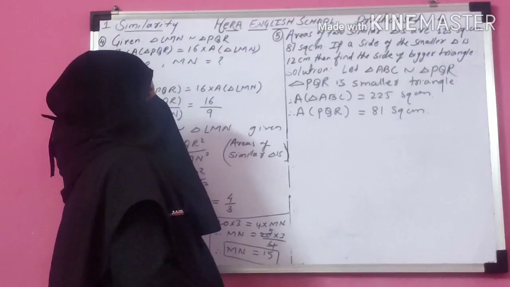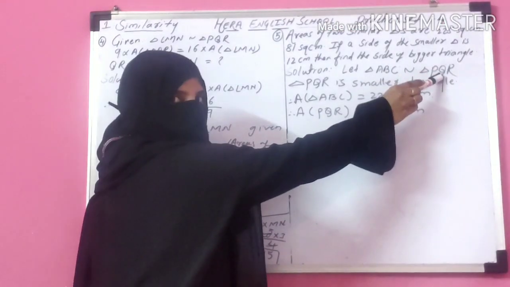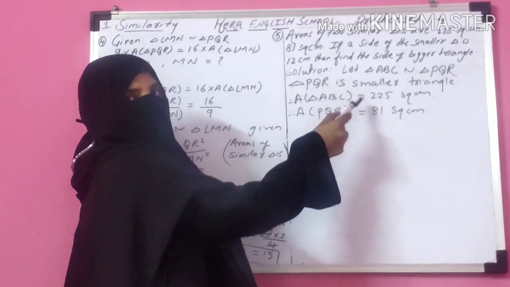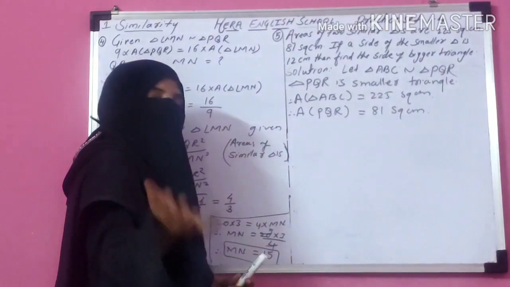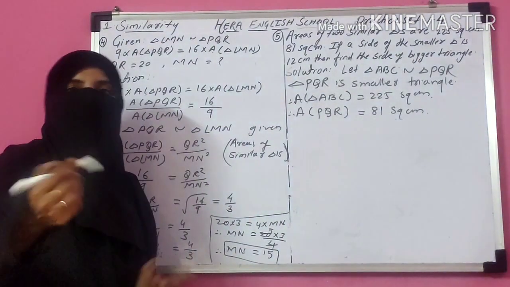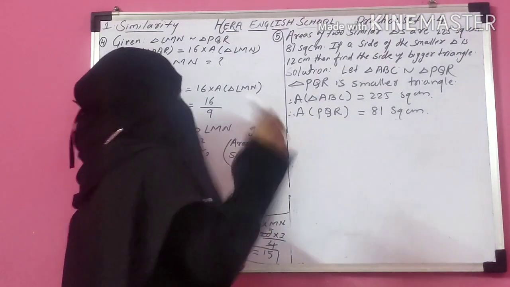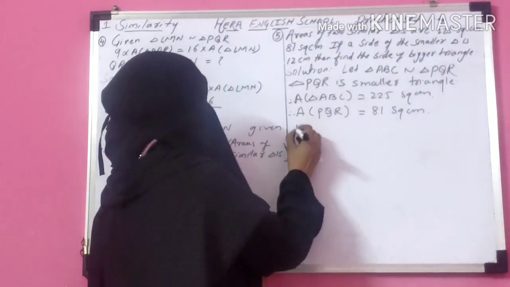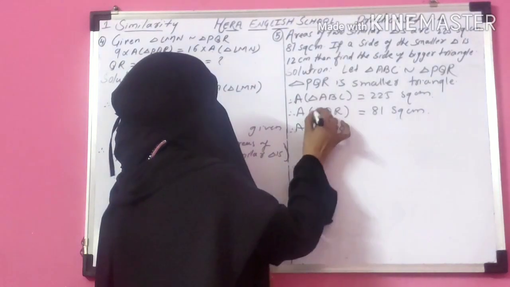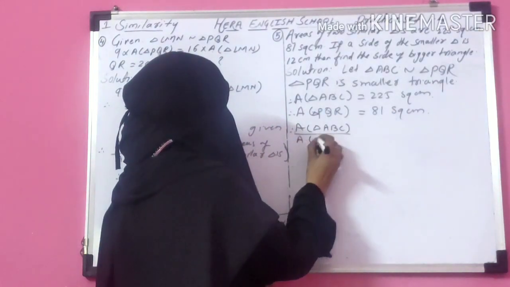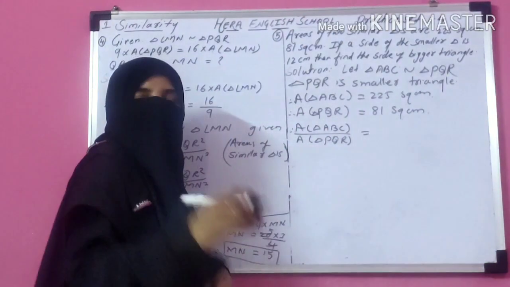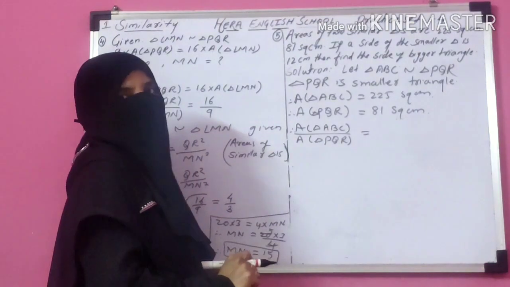As the triangles are similar and their areas are given to you, then you have to easily recall in your mind that we have to apply the theorem of the ratio of areas of similar triangles. Now apply the theorem. So area of triangle ABC upon area of triangle PQR. The ratio of areas of similar triangles is proportional to the square of the corresponding side.